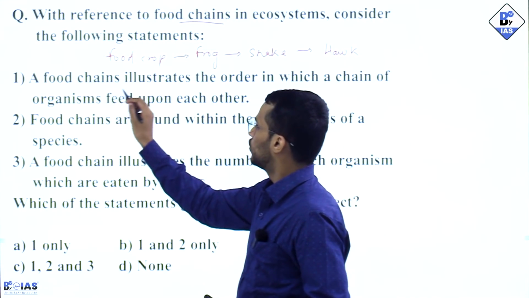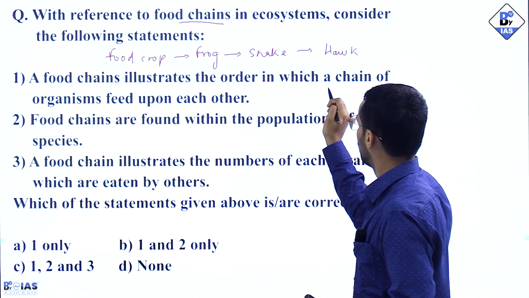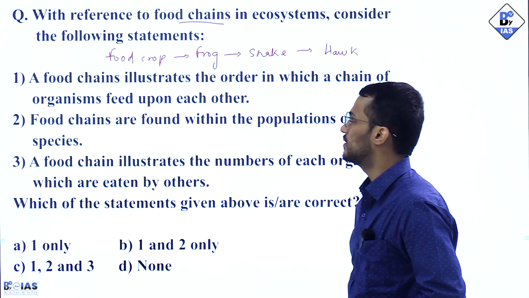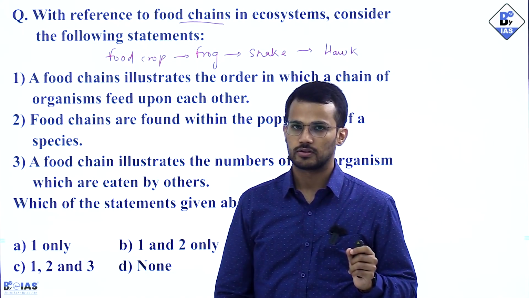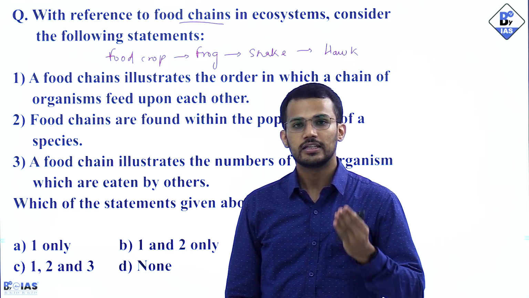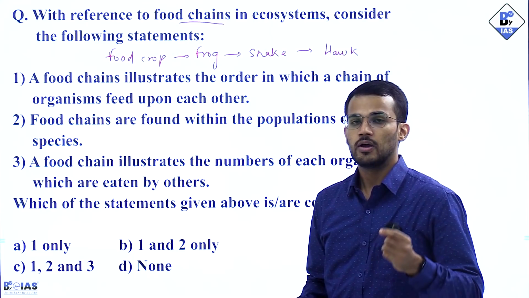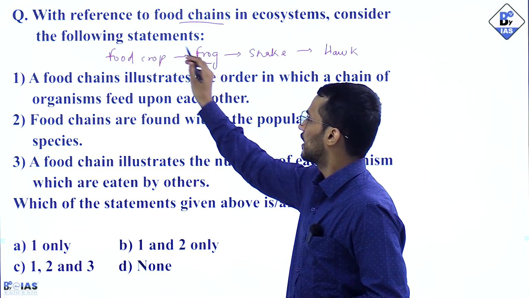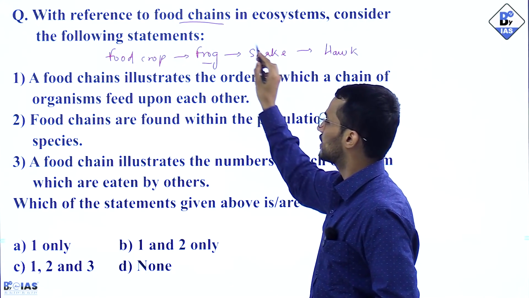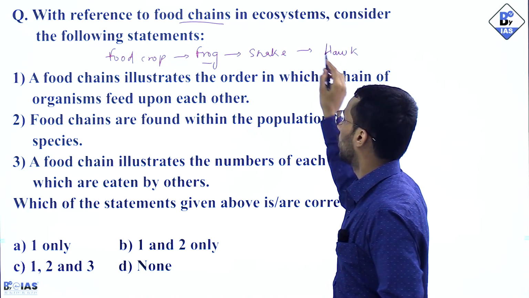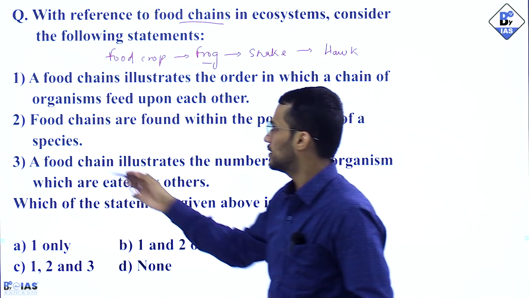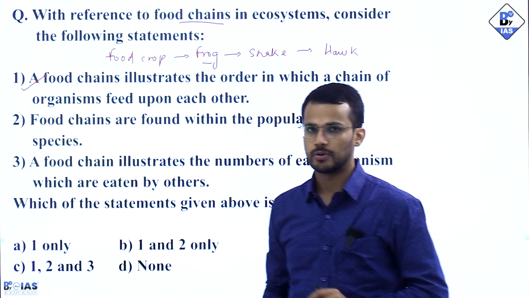First, a food chain illustrates the order in which a chain of organisms feed upon each other. Right? So a food chain is the chain of organisms, as you can see in this particular food chain, wherein the frogs are eating food crop, snakes are eating frogs, and hawks are eating snakes. So the first statement is a correct statement.